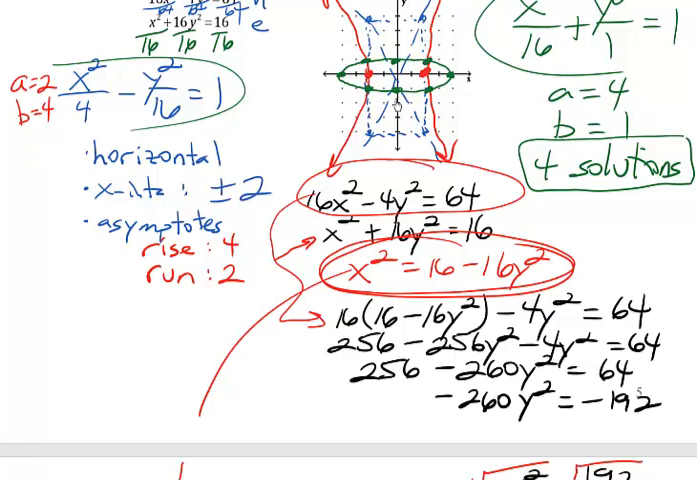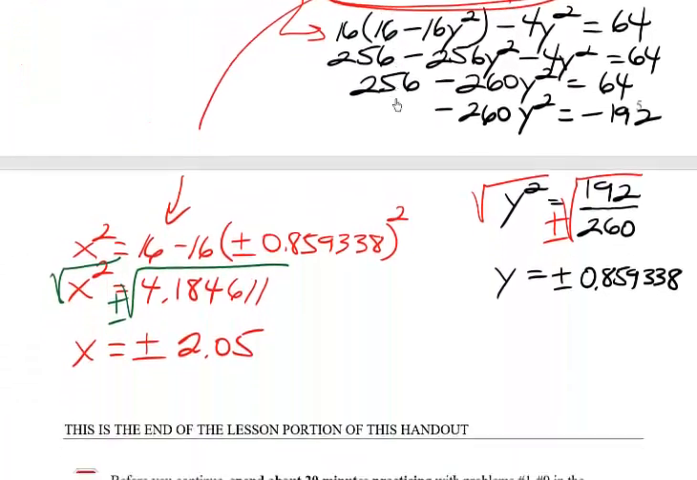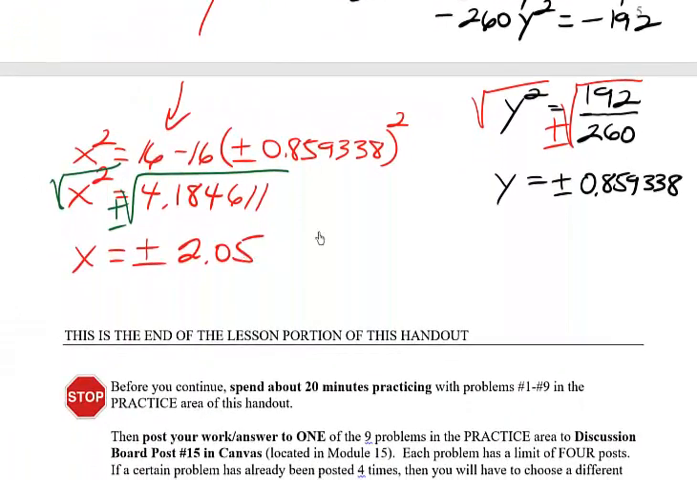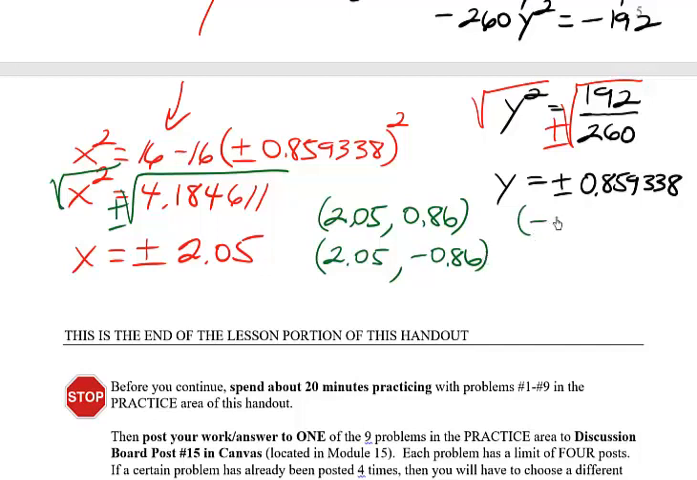Basically, all I have to do is put together every possible combination that I can of these 4 numbers. So one of the solutions, for example, would be positive 2.05, comma, positive 0.86 if I round that y to 2 places. That's one answer. But then I could also have positive 2.05 and negative 0.86. But then I could also have negative 2.05 and positive 0.86. And finally, I could have both coordinates be negative.